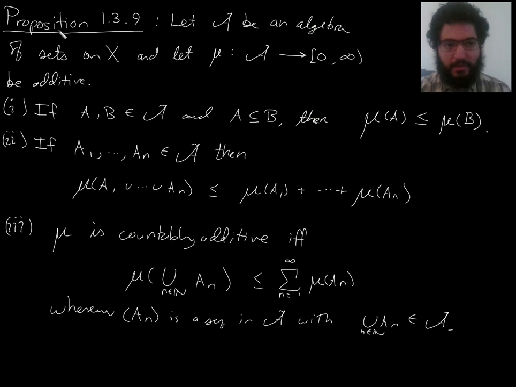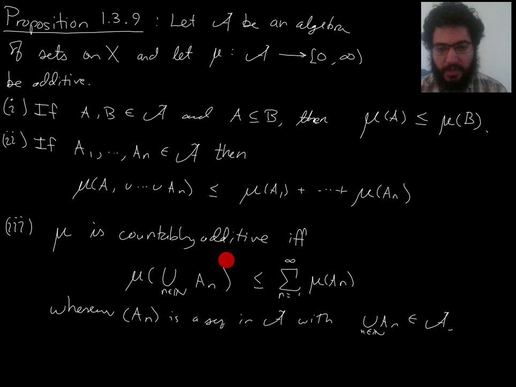Moving on with the theory, here's our next result, proposition 139. This is about a context where you have an algebra of sets, not necessarily a sigma algebra, and an additive function, so not necessarily countably additive. But under this condition, and this is the main thing to focus on, it tells you about a different way of looking at countable additivity. It gives you an equivalent condition, or another criterion, which is something we call countable subadditivity.